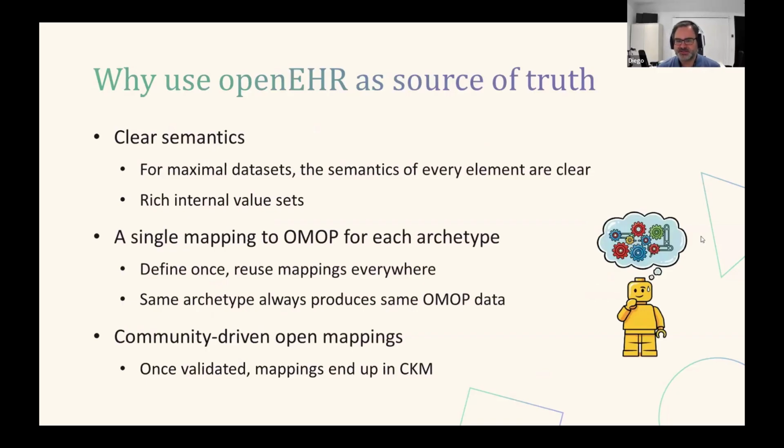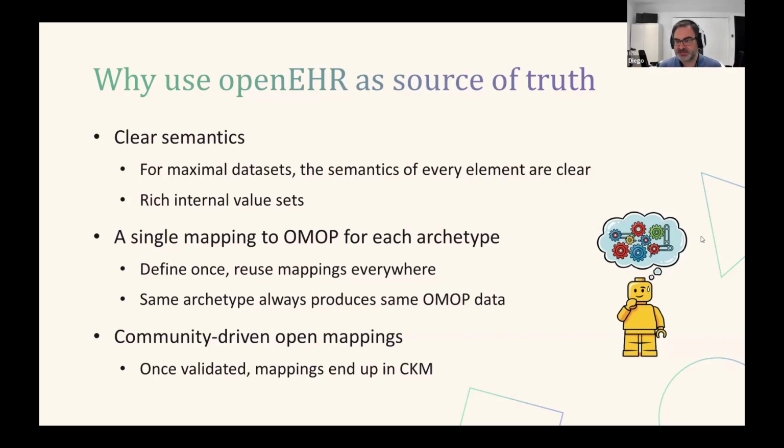So why should we use openEHR as the source of truth for this transformation? As Gustav said, openEHR has clear semantics. So for each maximal data set we know the meaning of each one of the elements. And again, we also have rich internal values that define what is supported and allowed in each case. In principle, we could see a single mapping for each archetype, in a way that we can just define the mapping and say, okay, this is how openEHR understands this should be mapped into OMOP. I think that's a clear advantage for openEHR in this regard.